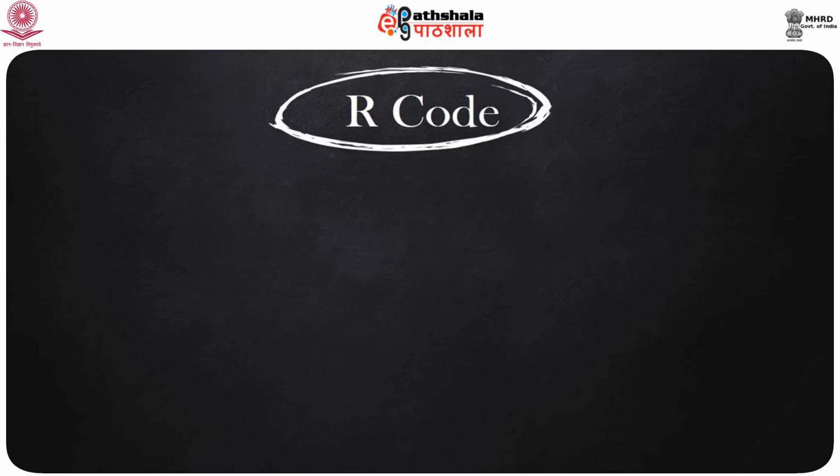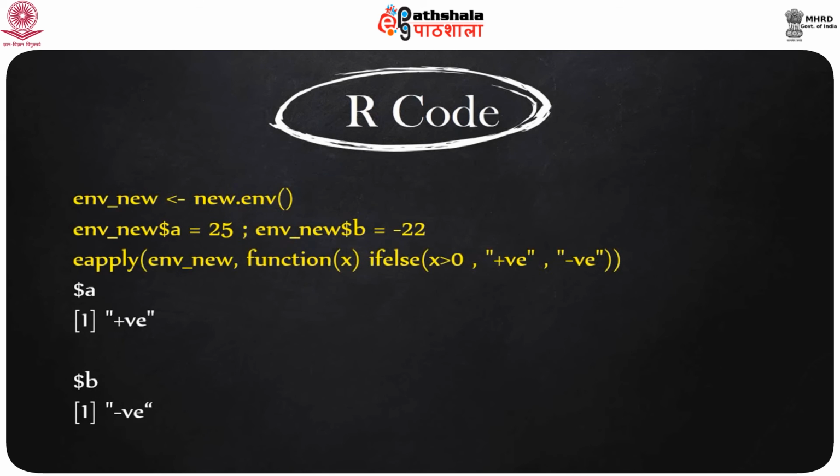Here we are considering a new environment and we are naming it env_new. Now, our next job is to define the elements of the environment. Let it be A and B. So, here as it has been shown, we are assigning the values of A and B with the help of the command given here. Let the values be 25 and -22, it can be anything. So, 25 is the value of A and -22 is the value of B under this new environment.